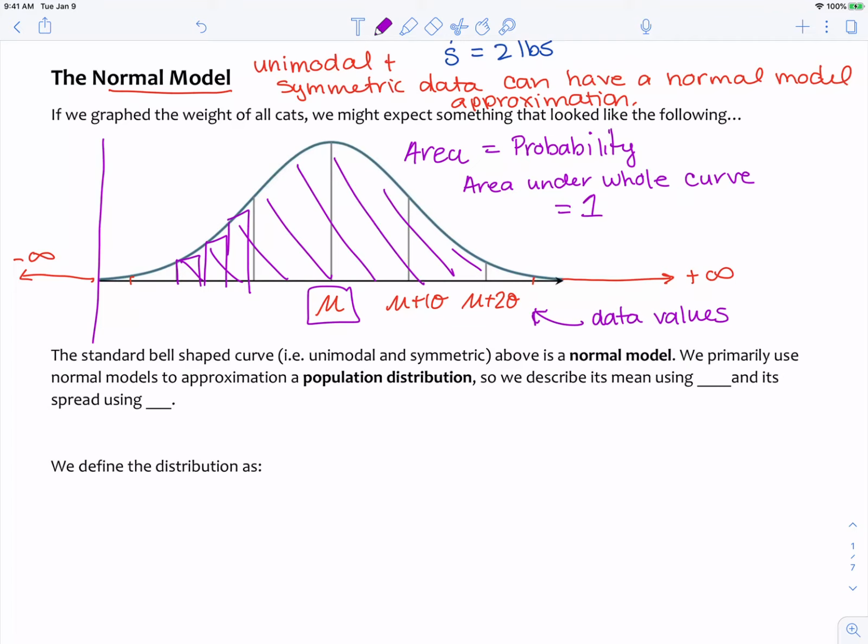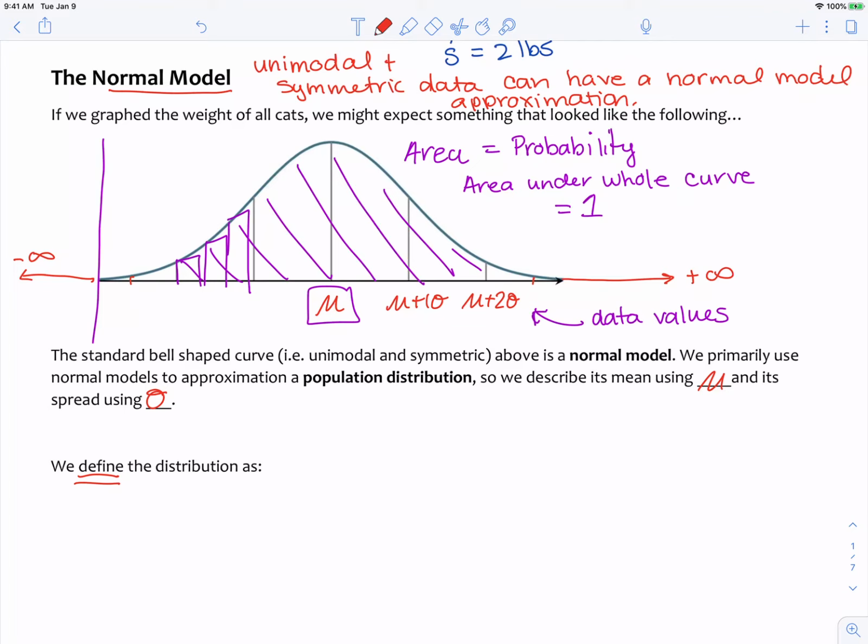So the standard bell-shaped curve is unimodal and symmetric, and that is what we refer to as the normal model. And we primarily use normal models to approximate a population distribution. So we describe its mean using the symbol mu and its spread using the symbol sigma. And we define the distribution.